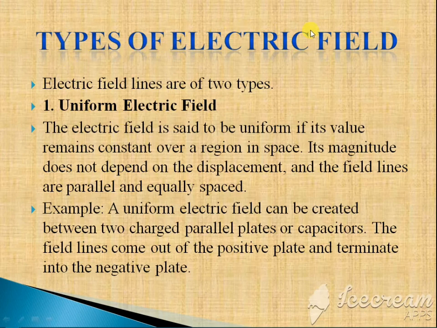Types of electric field. Electric field lines are of two types. First, uniform electric field. The electric field is said to be uniform if its value remains constant over a region in space. Its magnitude does not depend on the displacement, and the field lines are parallel and equally spaced. Example, a uniform electric field can be created between two charged parallel plates or capacitor. The field lines come out of the positive plate and terminate into the negative plate.